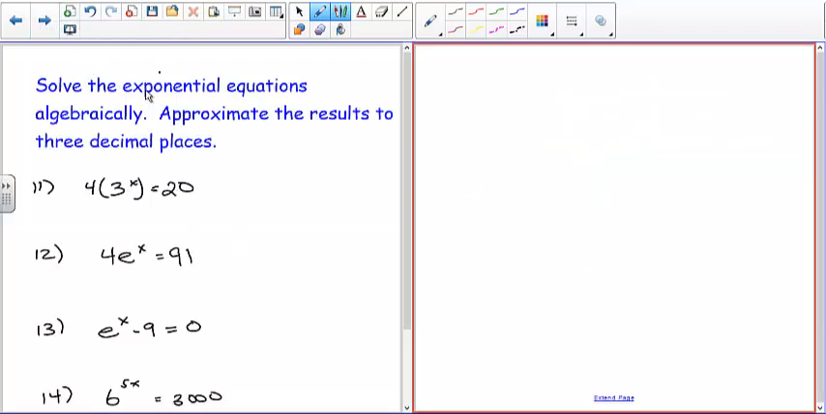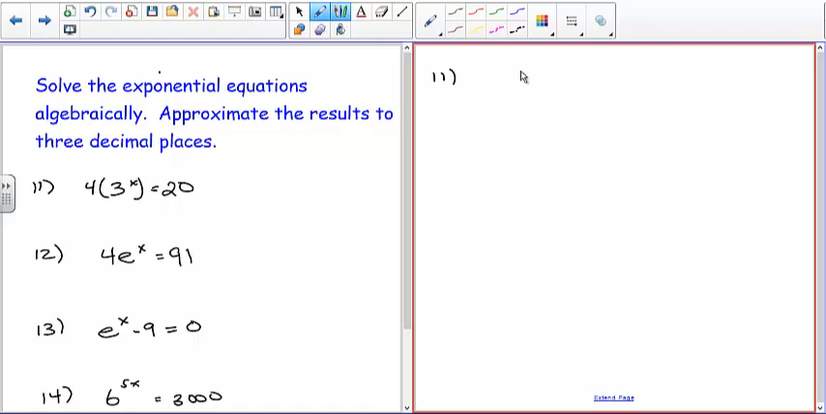Solve the exponential equations algebraically. Approximate the results to 3 decimal places. So these are similar. In all cases, we have to solve for the exponential by itself: 3 to the x, e to the x, e to the x. And once we do that, then we can use the inverse properties of logarithms and exponentials.